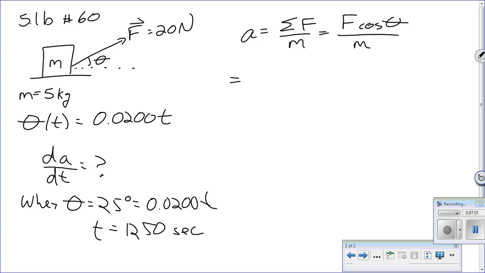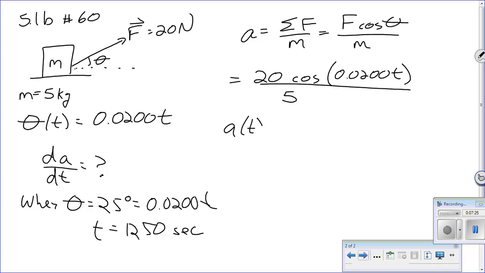So taking that a step further, our force is 20 newtons times the cosine of 0.0200 t over our mass of 5 kilograms, sorry. Does that make sense, you guys? All right, so 20 divided by 5, that means my acceleration at time t is just going to be 4 times the cosine of 0.0200 t.